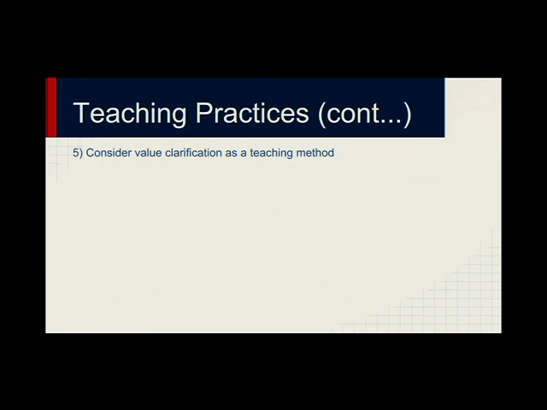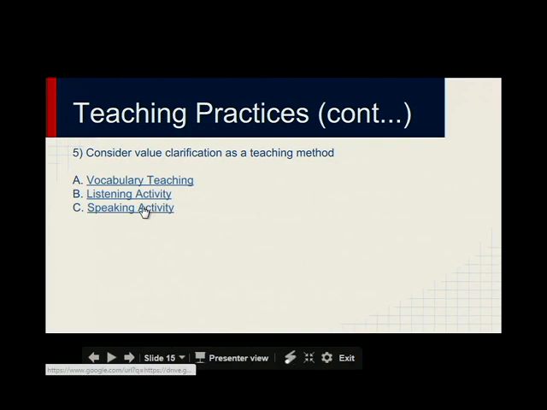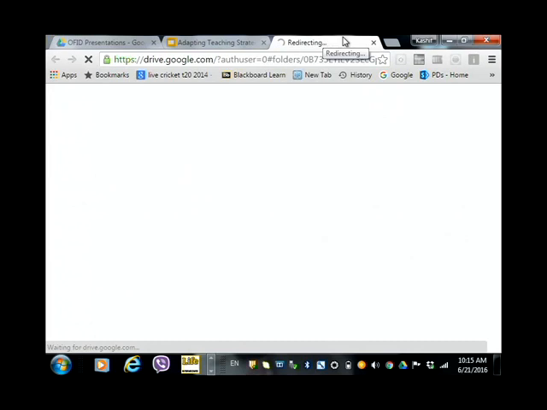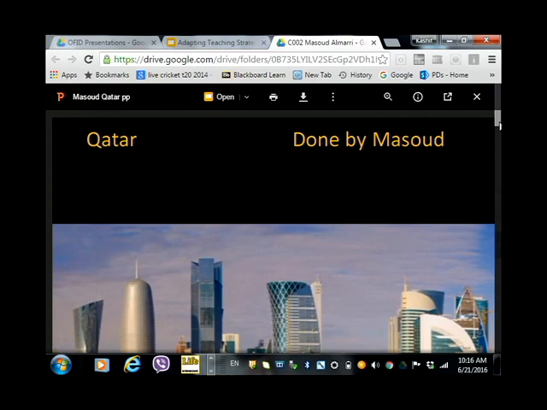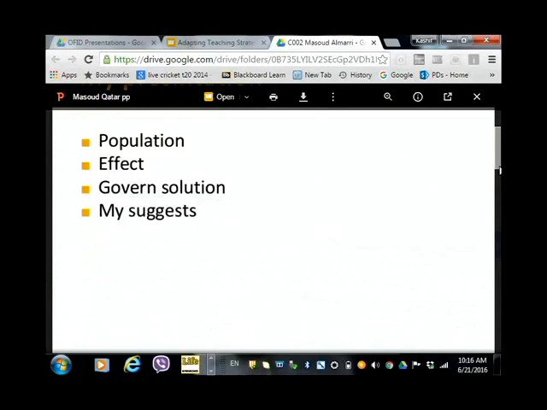Here are some of the skills. For example, let me go to the speaking activity. We had a speaking task after the midterm. I asked my students to prepare a PowerPoint and talk about a real life issue that they face. A student talked about the increasing population in Qatar.